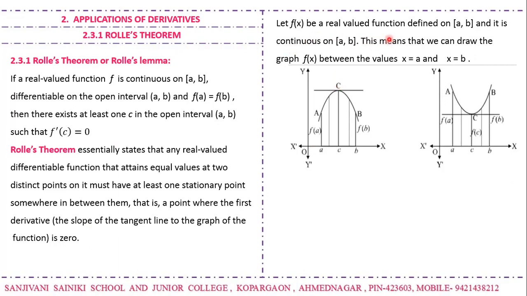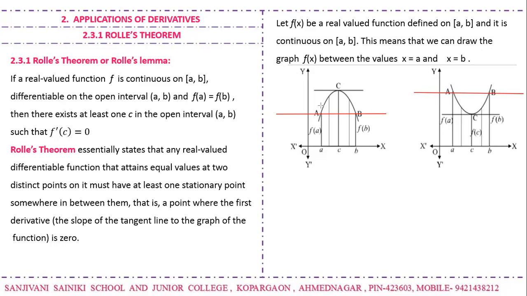f of x is the real valued function defined on the closed interval [a, b], and it is continuous on the open interval (a, b). This means that we have to draw the graph of f of x between x equal to a and x equal to b. This is the graph of the function. And if f of a is equal to f of b, the function at x equal to a and at x equal to b has the same value, at both a as well as b.